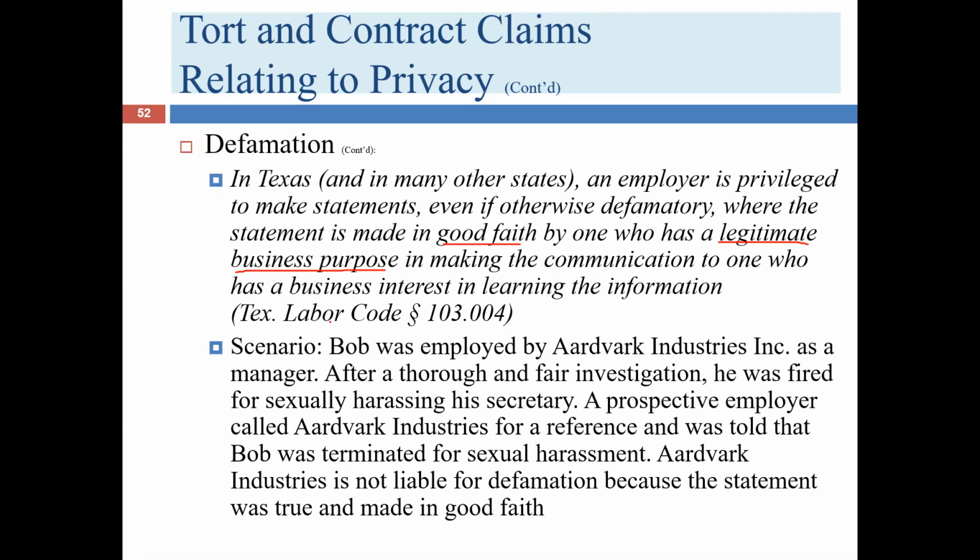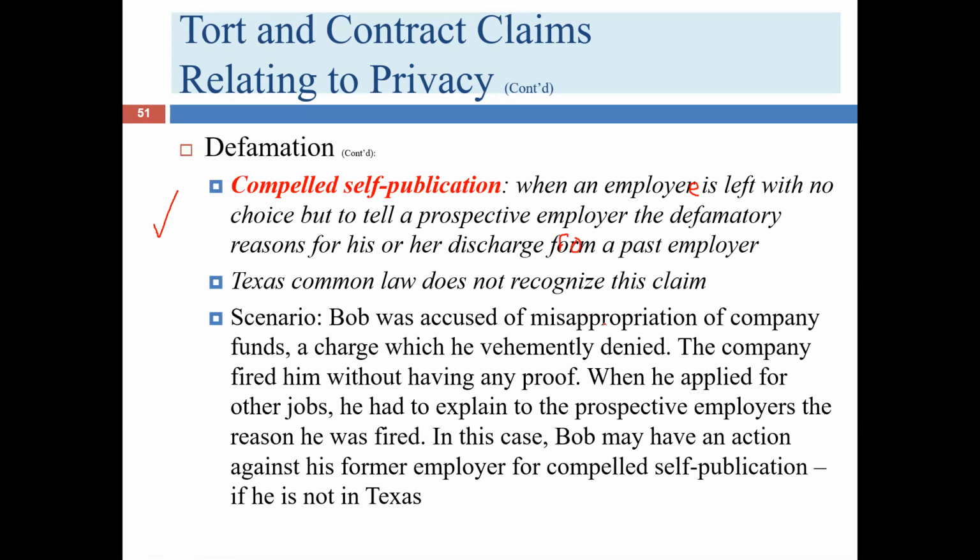So let's go back to the facts that we had here. Bob's accused of misappropriation of company funds. Let's say that instead of the company firing him without any proof, it conducts an investigation. And so there will be witnesses who give information. And these witnesses will have different perspectives. Some probably think Bob did do something wrong. Some probably don't think Bob did do anything wrong.